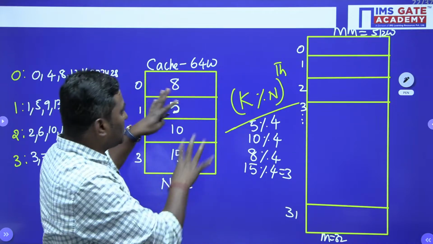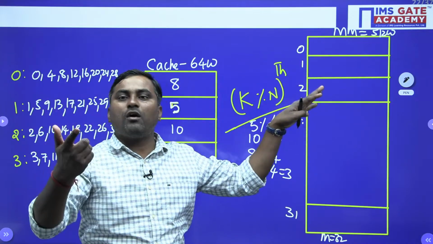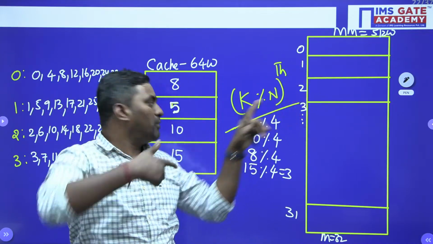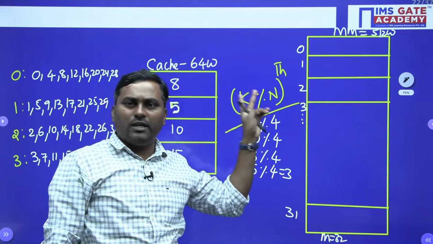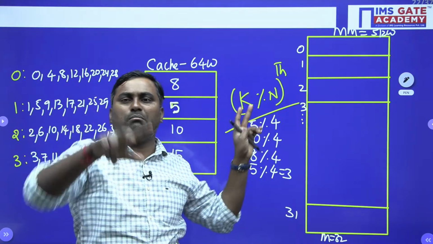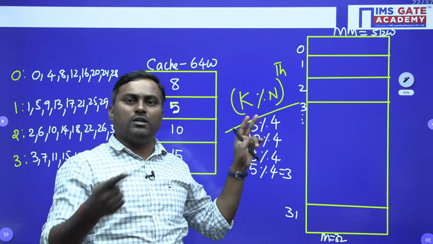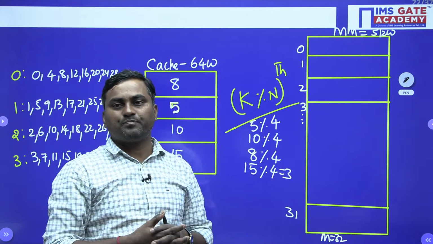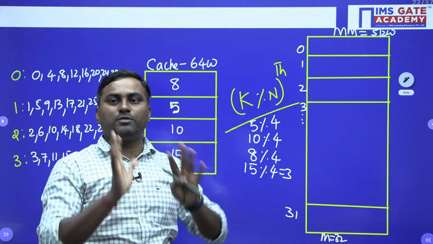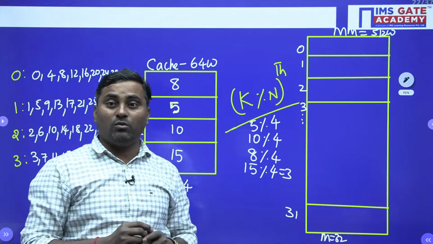I am repeating the two statements. Divide cache memory into blocks. A block of main memory you have to place into cache memory by using a function called k modulo n. K modulo n will give the location, the block index. In that block you have to place it. That's it. This is the storage mechanism.